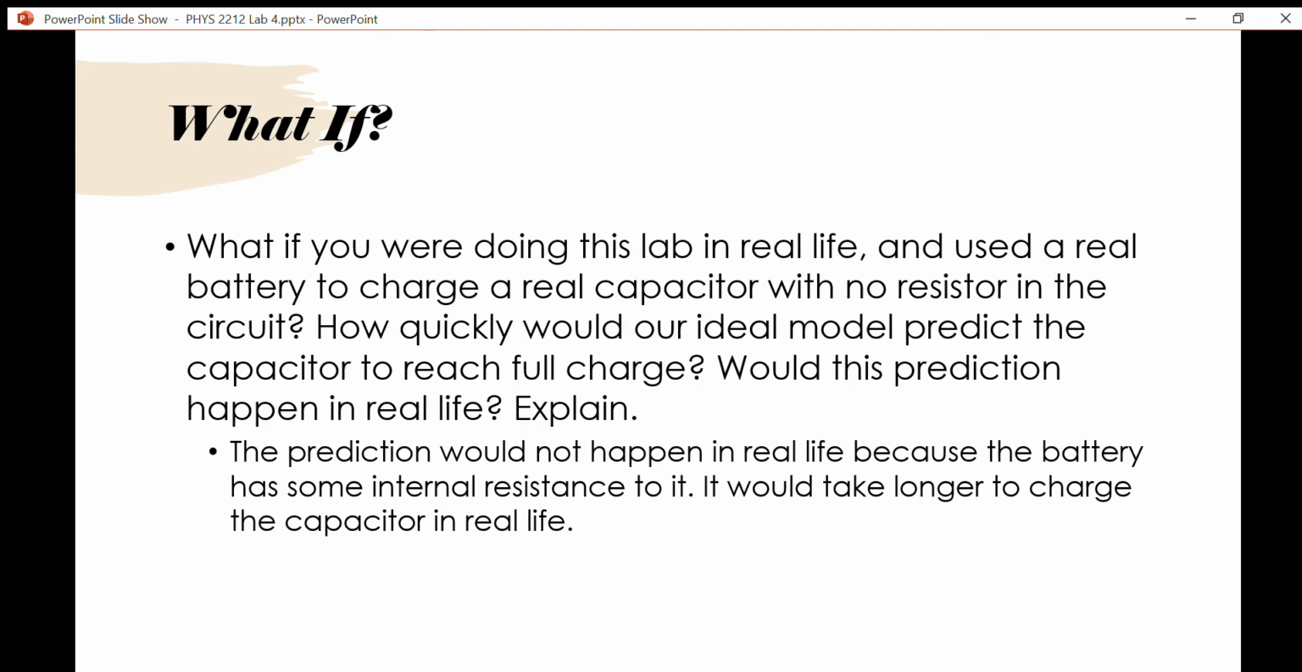And then the next what if question, what if you were doing this lab in real life and used a real battery to charge a real capacitor with no resistor in the circuit? How quickly would our ideal model predict the capacitor to reach full charge? Would this prediction happen in real life? Explain. So the prediction is not going to happen in real life because the battery has some internal resistance to it, and it would take longer to charge the capacitor in real life.